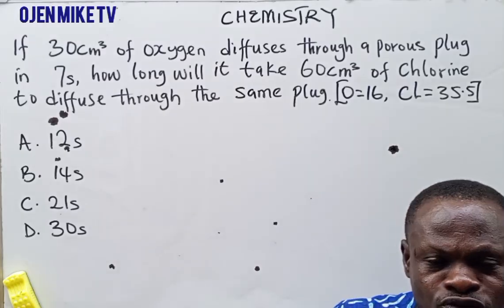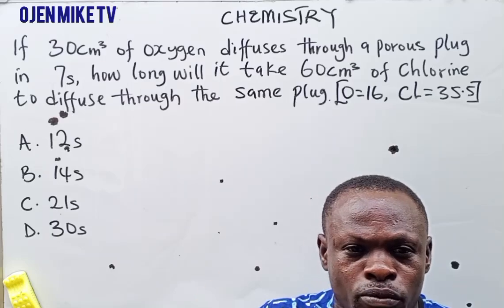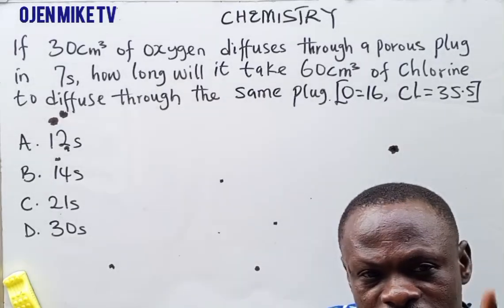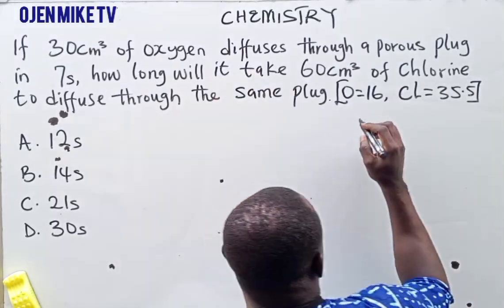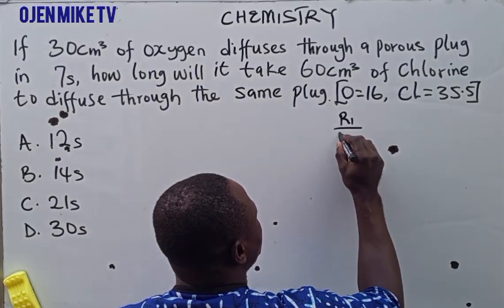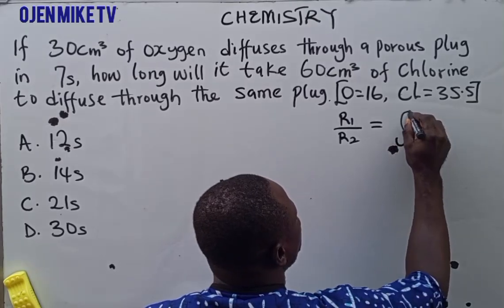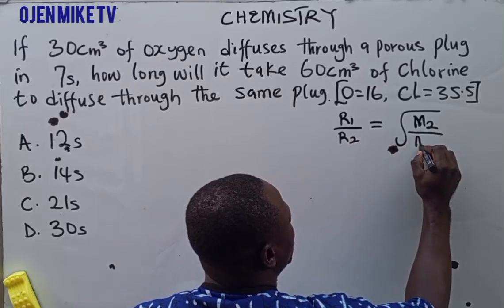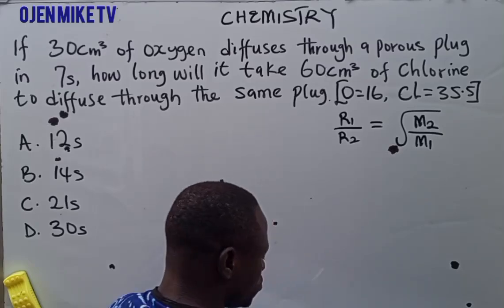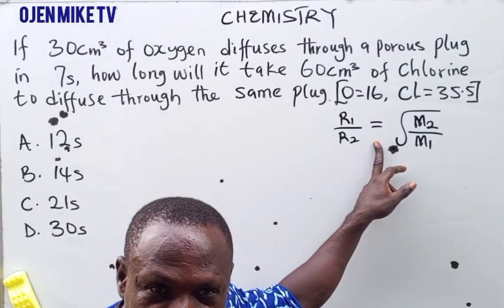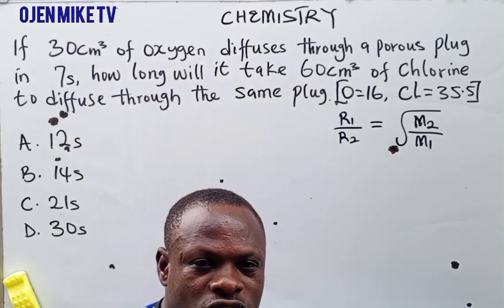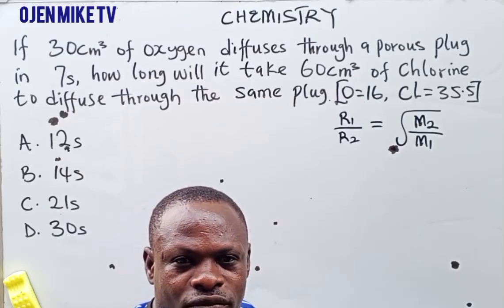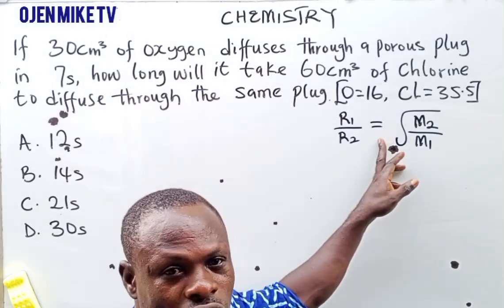Now I'm going to give you the various formulas you can use to solve problems involving Graham's law of diffusion. Number one, if only rate is given, you have rate 1 over rate 2 is equal to the square root of the molar mass of rate 2 all over molar mass of rate 1. This is when rate is given. Like for instance, if they say hydrogen diffuses faster than oxygen, calculate the rate of diffusion of hydrogen, you use this one.